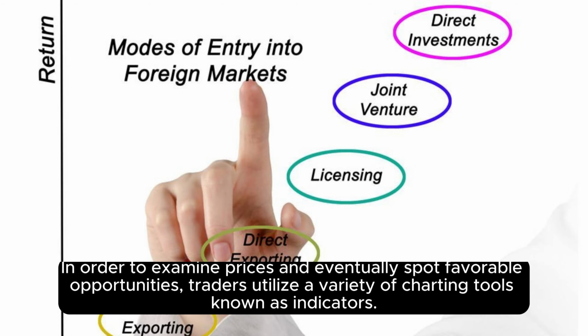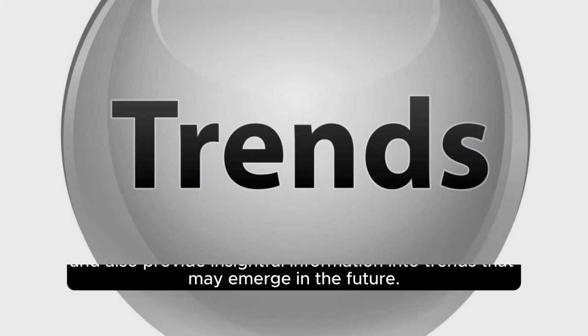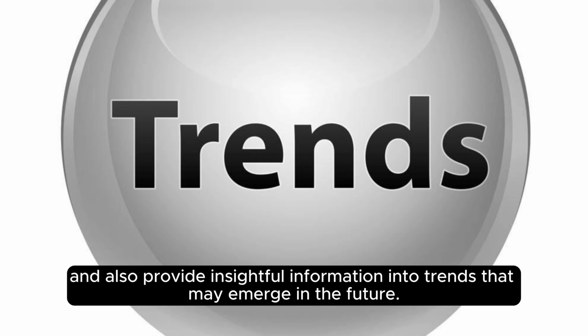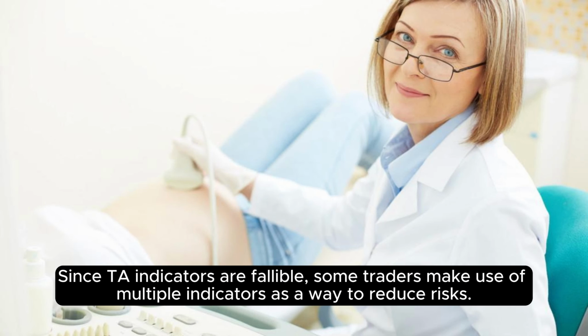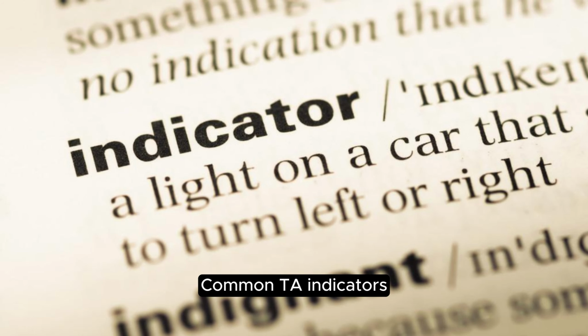Technical analysis indicators can help traders identify existing trends and also provide insightful information into trends that may emerge in the future. Since TA indicators are fallible, some traders make use of multiple indicators as a way to reduce risks. Common TA indicators.